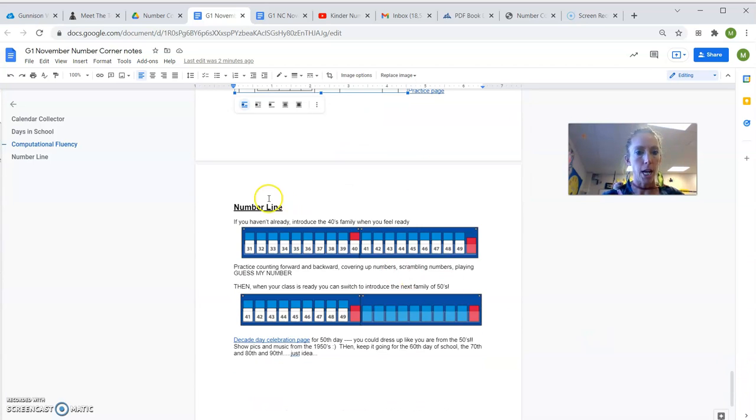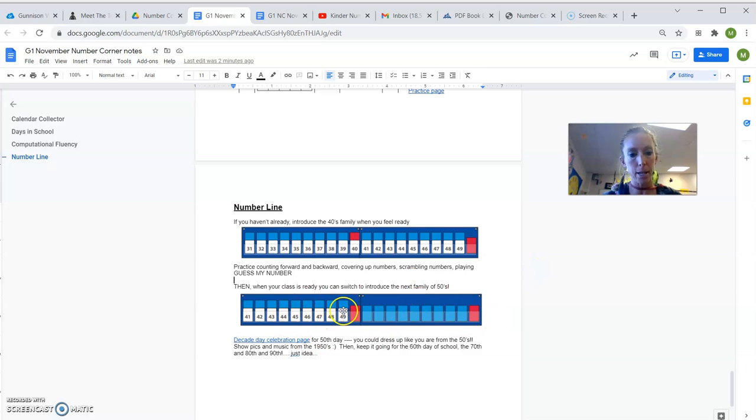All right, number line. If you haven't introduced the 40s family, or it's not even on your number strip, go ahead, get it on there, introduce it, start counting forward and backward within these numbers, doing any type of activity there, and playing Guess My Number. Then, when you think your class is ready, get your 50s ready, and go ahead and start introducing those numbers and counting forward and backward there.